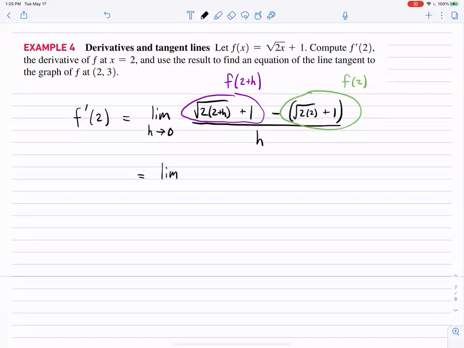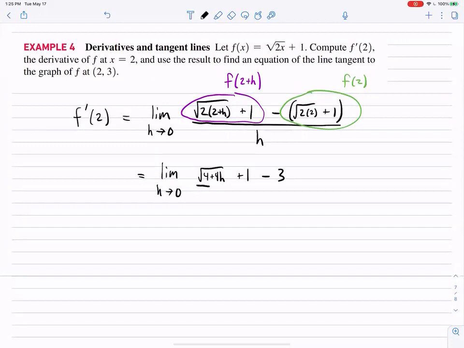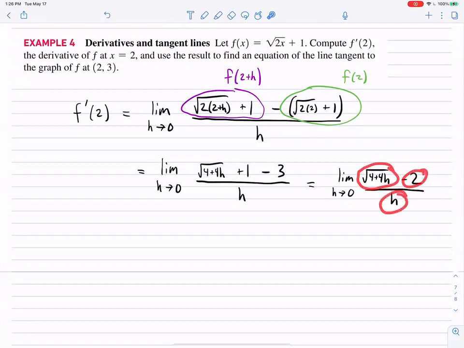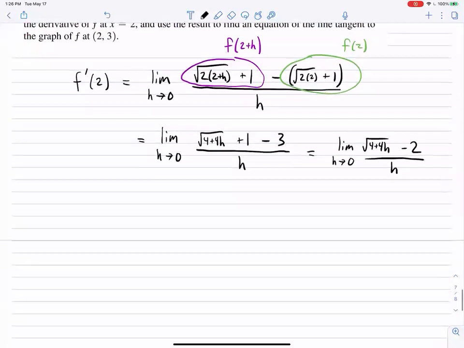This is the limit as h approaches 0, and then this becomes the square root of 4 plus 4h plus 1, minus the square root of 2 plus 1, which is going to be the square root of 4 plus 1. So it's 2 plus 1. So this is minus 3, all over h. And so what is that? That's the limit as h approaches 0 of square root of 4 plus 4h minus 2, all over h. And so if you try to plug in h equals 0, you'll get 2 minus 2 over 0, so 0 over 0. And so we're going to have to do something else.